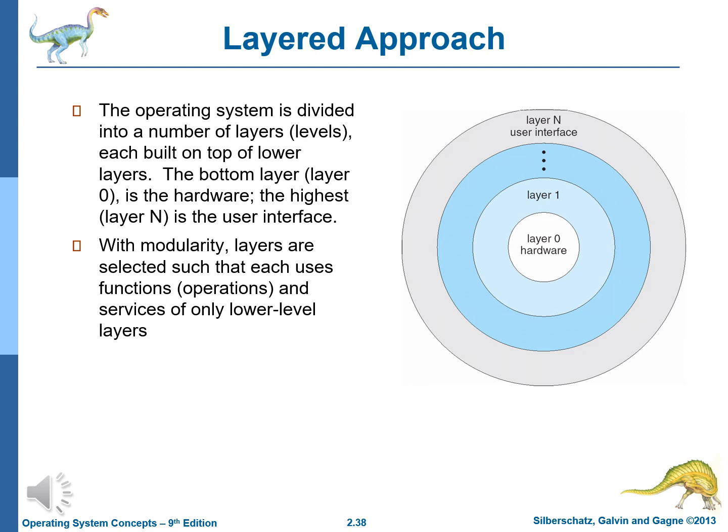A final problem with layered implementations is that they tend to be less efficient than other types. For instance, when a user program executes an I/O, it executes a system call that is trapped to the I/O layer, which calls the memory management layer, which in turn calls the CPU scheduling layer, which is then passed to the hardware. At each layer, the parameters may be modified, data may need to be passed, and so on. Each layer adds overhead to the system call. The net result is a system call that takes longer than on a non-layered system.